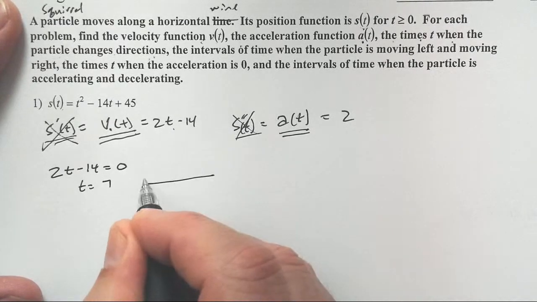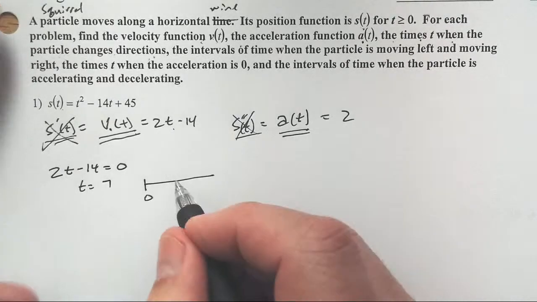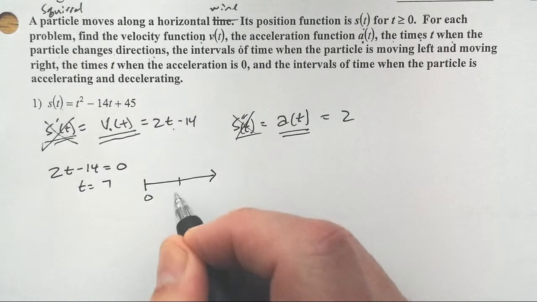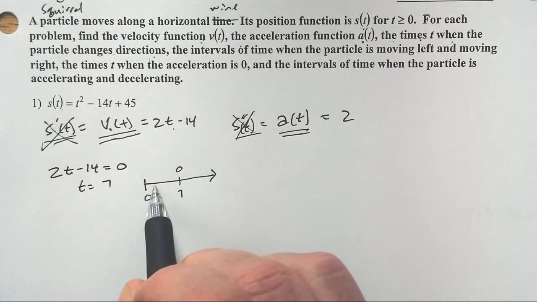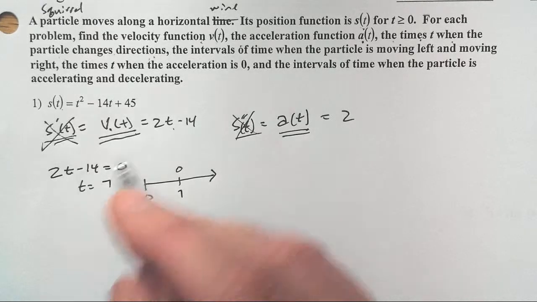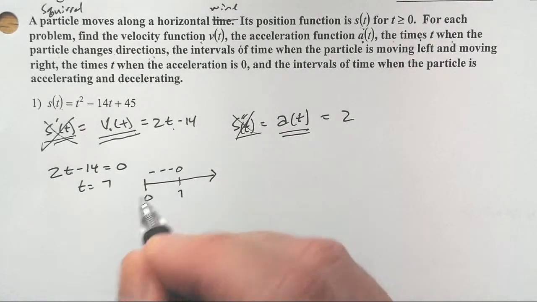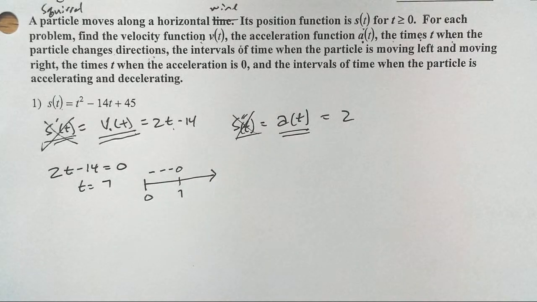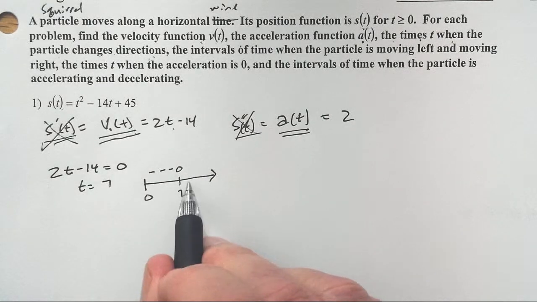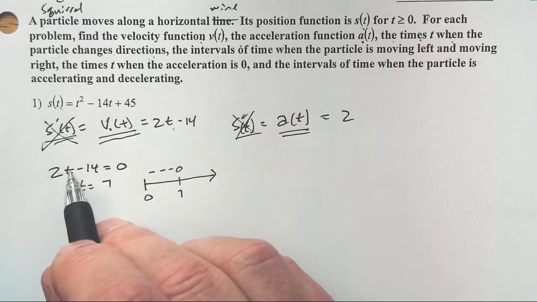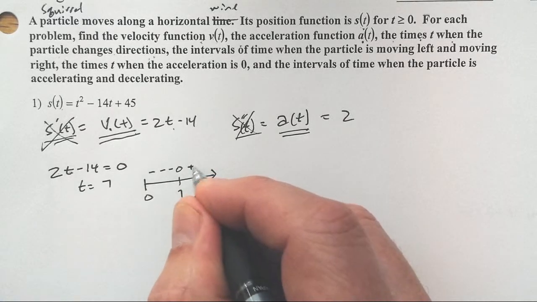Let's look at a sign chart. Only interested in 0 on. So we put in 7, we get 0. I put in something smaller than 7 like 1: 2 minus 14, we get a negative. Squirrel is moving to the left to begin with. And then put in something bigger like 10, and we get 20 minus 14, 6, positive.